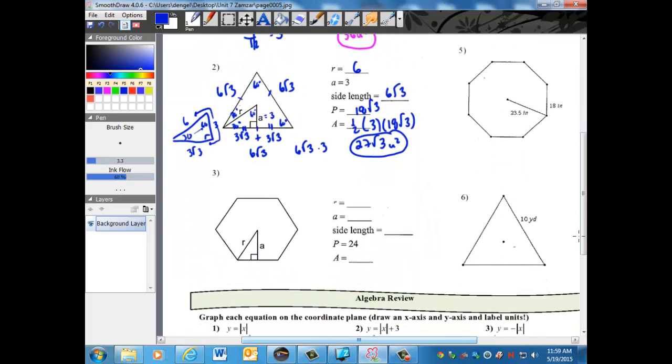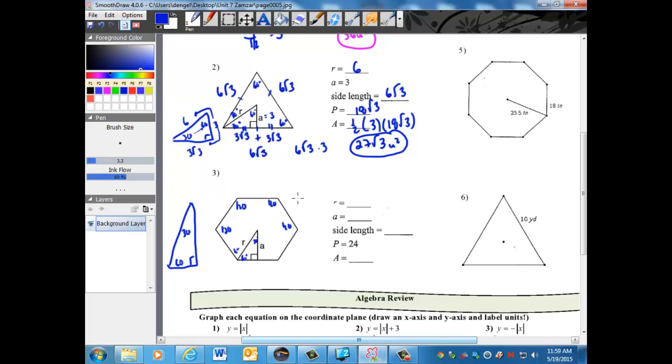Alright, next problem. First, we have a regular hexagon. That means each interior angle is 120 degrees. And that means this radius, we have 60 degrees and 60 degrees, so this angle is a 30-degree angle. So let's redraw that. We have our 90, we have our 60, we have our 30.